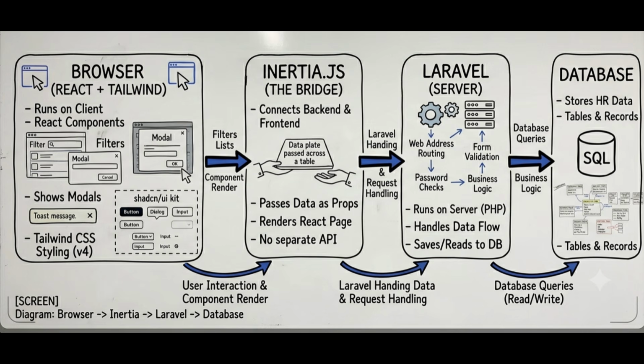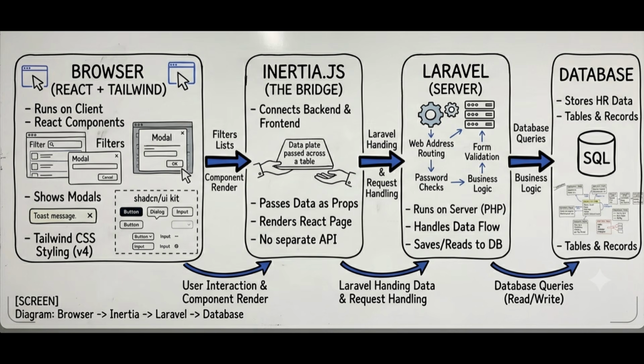Third, Inertia.js. This is the bridge between Laravel and React. Normally, connecting a PHP backend to a JavaScript frontend means building a separate API that sends JSON back and forth. 2 projects, double the work. Inertia removes all of that. Laravel hands data straight to a React component as props, like passing a plate across a table. We still write normal Laravel controllers. We just render a React page instead of an old-style HTML template.